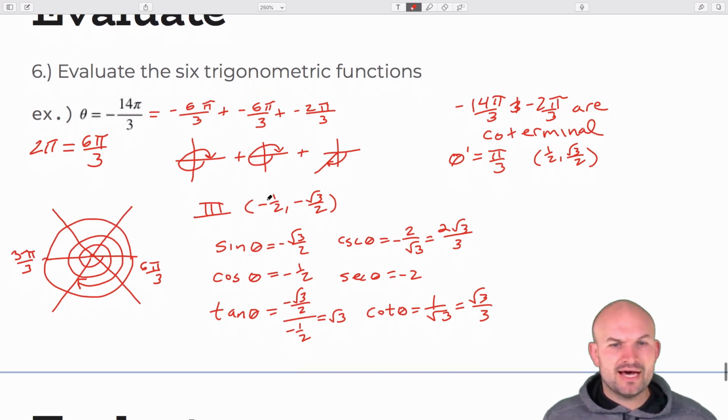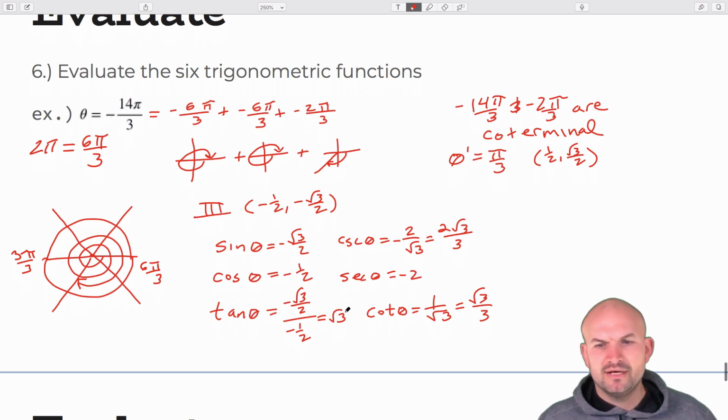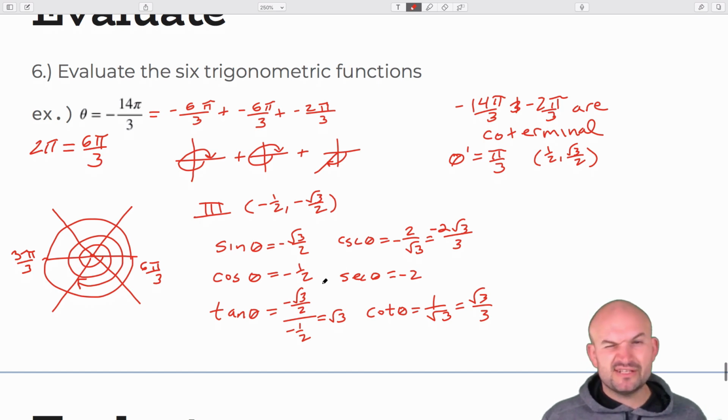So therefore, I have, in this case, negative square root of 3 over 2, negative 1/2. I simplify. And again, you see we're in the third quadrant. So sine, cosine, cosecant, and secant should all be negative, which I forgot to write a negative there. See how that's a good check. Yet tangent and cotangent should be positive, which they are. Okay, so that's really the only difference.